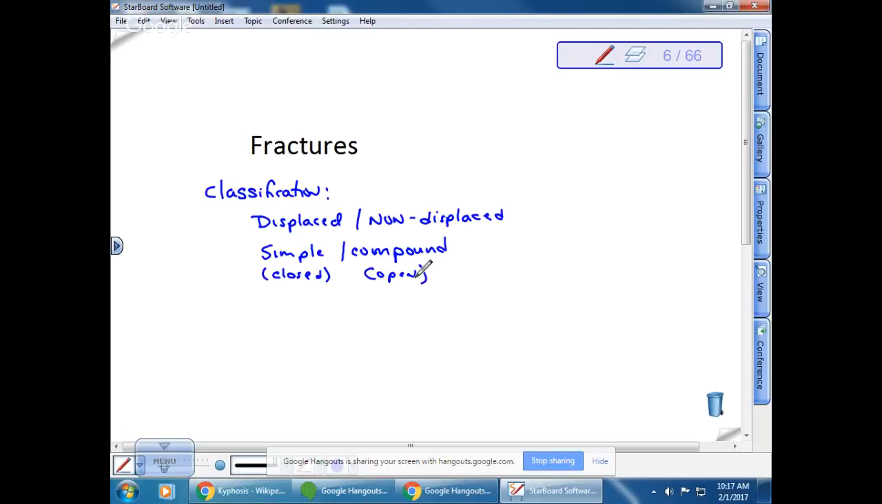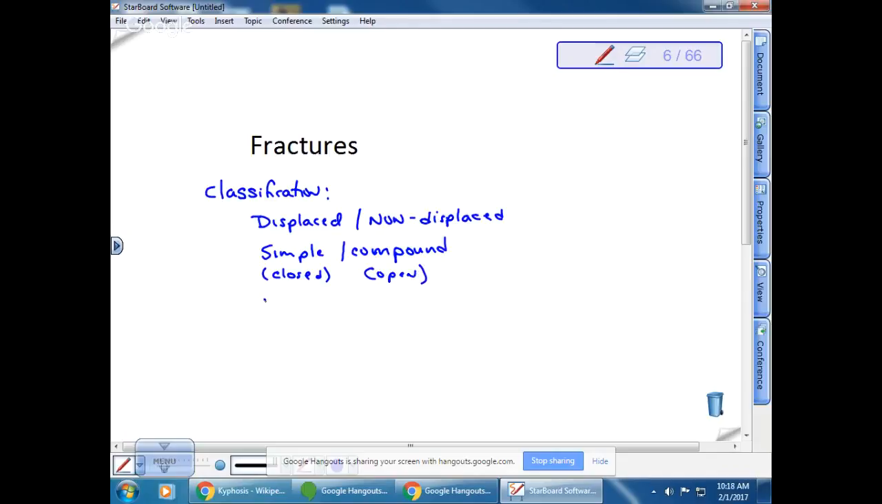So if you see a piece of bone sticking out, then that would obviously be a compound fracture. And obviously that is really dangerous because microorganisms can get into the bone and can cause infections in the bone. So simple, and non-displaced, would be better, right? A simple fracture is better than a compound fracture in terms of healing.